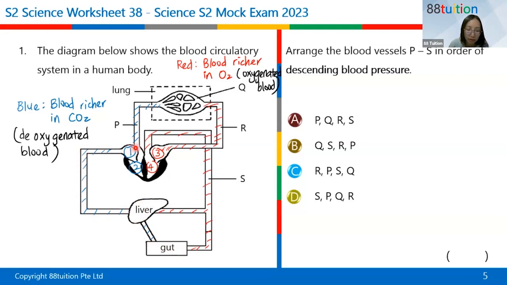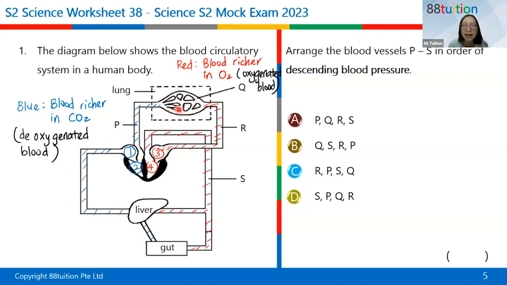chamber number 1, like room 1, chamber number 1. And then from chamber number 1, you go to chamber number 2 of the heart. Then after that, this is the number 2, which is the right ventricle. This is the right ventricle, will then pump the blood to the lungs. This is the lungs. All right, so everything here is still blood richer in carbon dioxide gas.